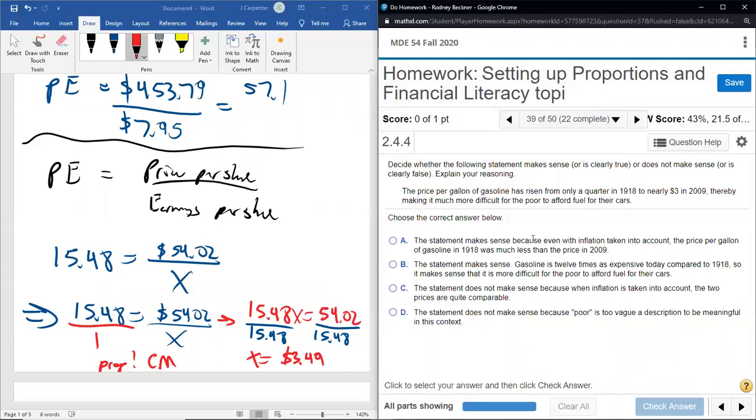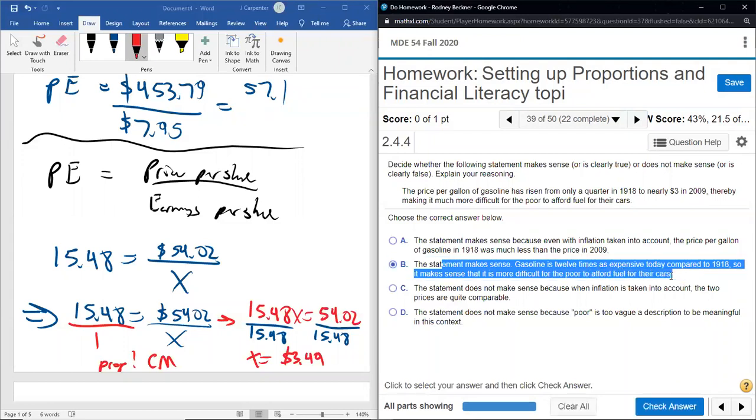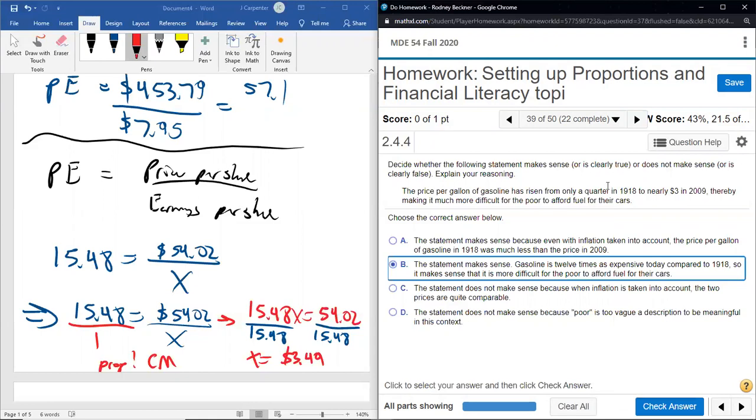The statement makes sense because even with inflation taken into account, the price per gallon of gasoline in 1918 was much less than the price in 2009. We have not done any CPI calculations yet, so that one might be tough to confirm whether that's true or not, but let's assume A is not the answer. And let's read the rest. The statement makes sense. Gasoline is 12 times as expensive today compared to 1918, so it makes sense that it is more difficult for the poor to afford fuel for their cars. Okay, that's 12 times, that is roughly right, 25 cents versus $3.